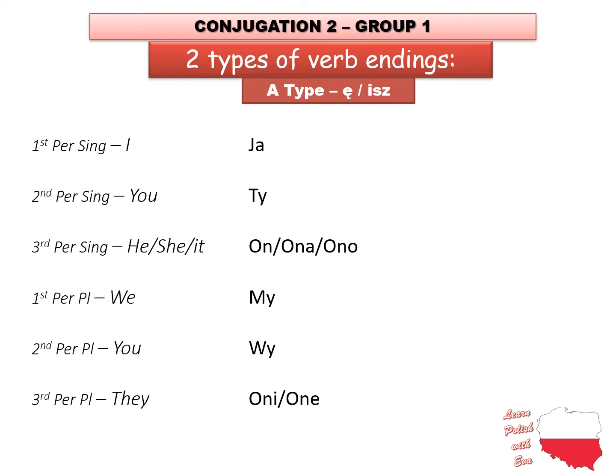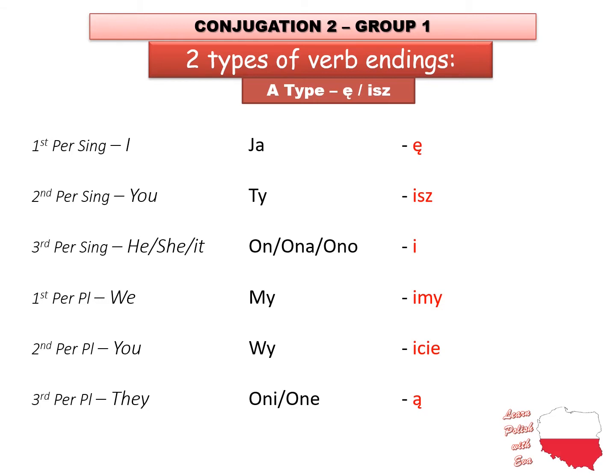Within this group 1, there are 2 types of verb endings. The infinitive does end in -ić, but we have 2 types of verb endings to attach to the stem we're forming. These are the ones for type A, we're going to call it, and there's type B that we will look at in next week's video. Type A is sometimes referred to as the -isz endings of this group of verbs, and you'll understand later why. So it's -ię, -isz, -i, -imy, -icie, -ią.